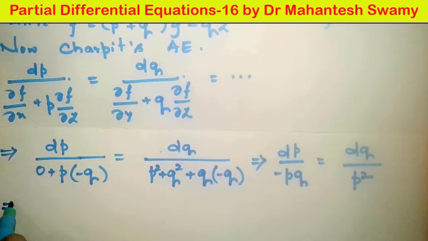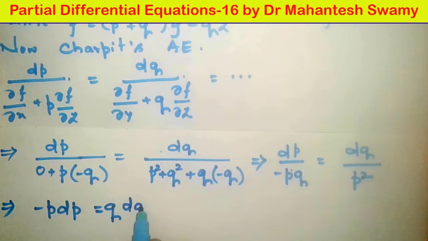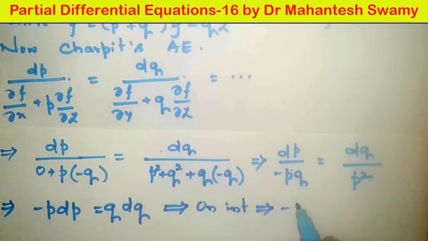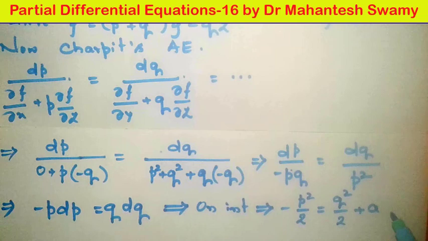Let us write down, or we shall do one thing, we shall cancel p with this p and we shall cross multiply. That is going to be minus p dp equals to q dq. So when we integrate this, that is on integration, it implies minus p square by 2 equals to q square by 2 plus a, the constant of integration.